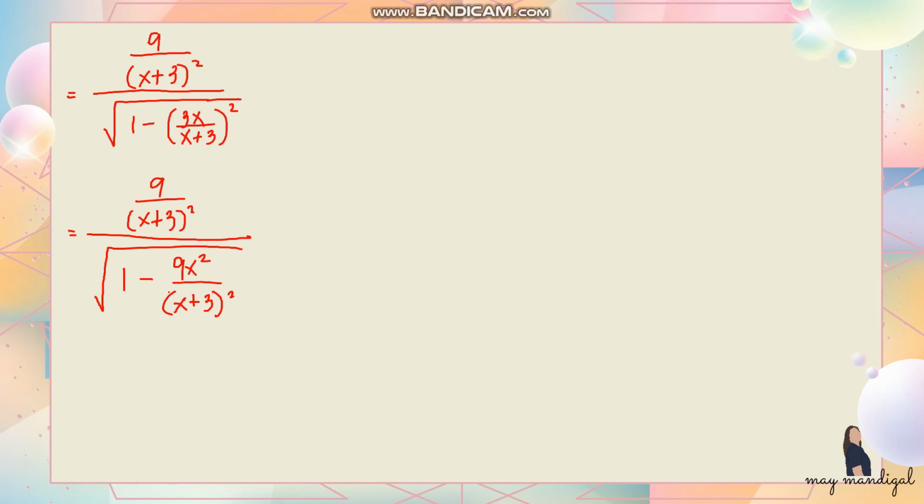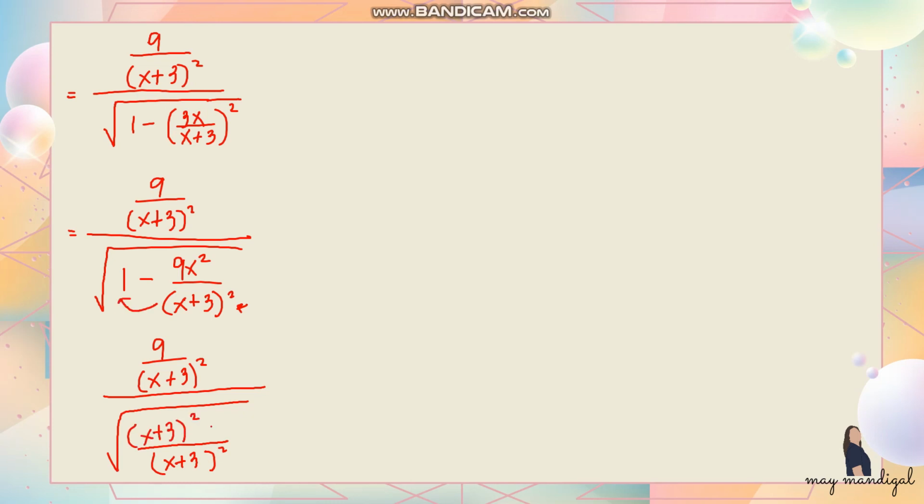So in order for us to simplify this, we have to combine the two and write them as one fraction, like what we did in the previous example. So we will do it again here. Square root of. Again, you just have to write them as one fraction, and then we will use this as our denominator. So that's x plus 3 squared. Just multiply to 1. So you have x plus 3 squared minus 9x squared.